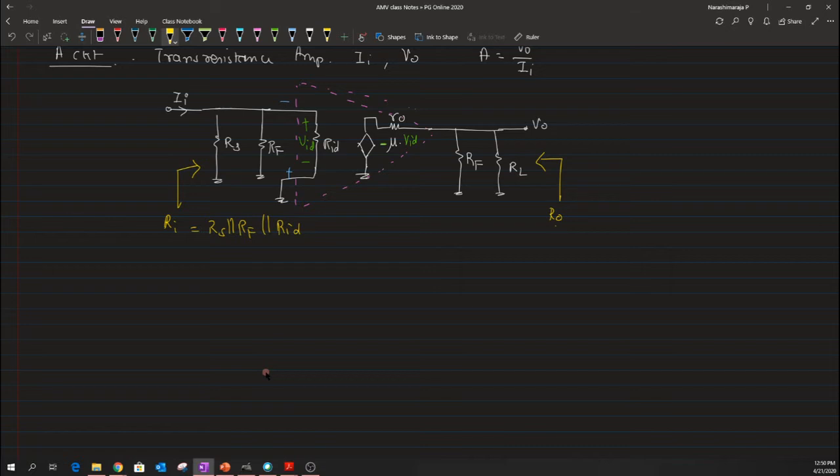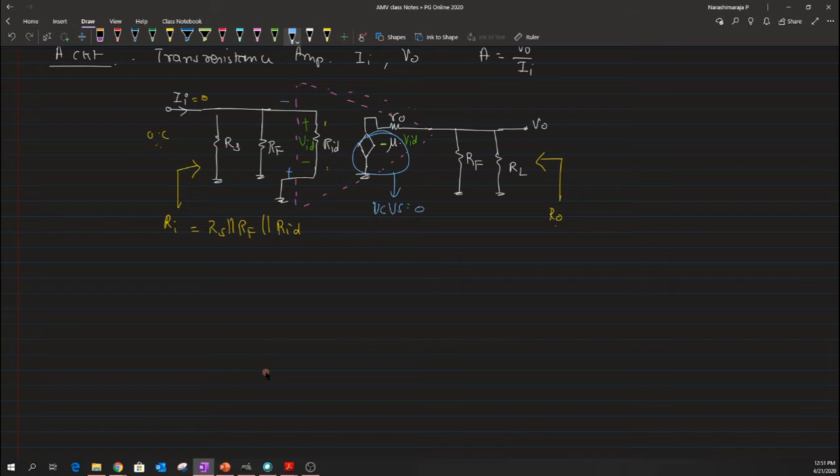Whereas when it comes to R naught, first of all we need to kill the input source. In this case the input source is a current Ii, and killing it is nothing but open circuiting it. When there is an open circuit, no current flows through the circuit, so I becomes 0, and one would not measure any drop across this resistance. Since no current flows, the voltage across VID will be equal to 0, and due to which this voltage controlled voltage source is taken as 0.